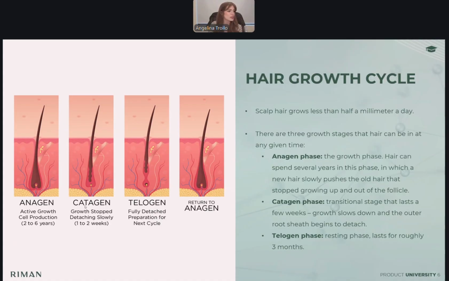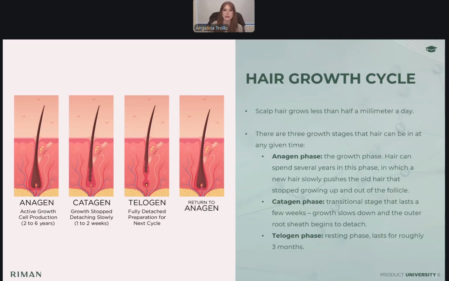Now, the catagen phase is when the growth has stopped and the hair follicle begins to detach from the bulb. The catagen phase is really a transitional stage. So it lasts, as I've mentioned, a few weeks, and roughly about 2% of your scalp hairs are in this phase at any given time.